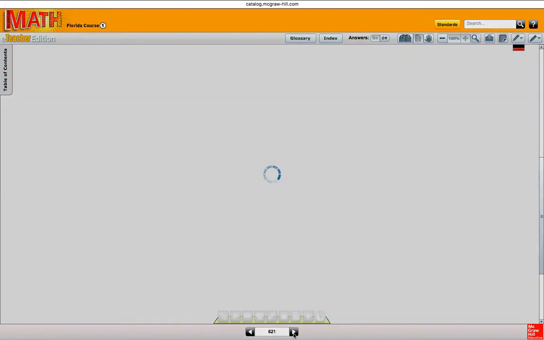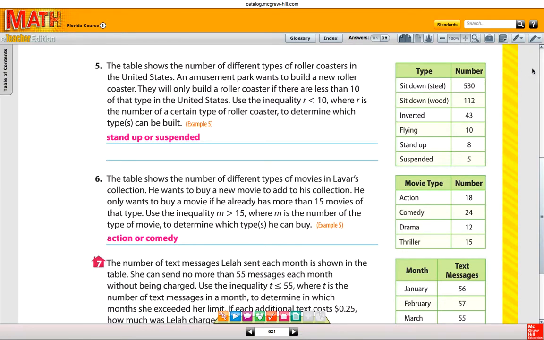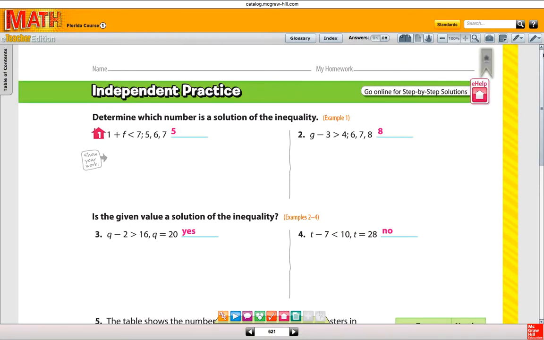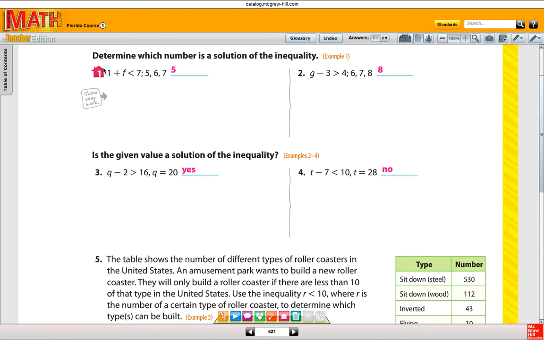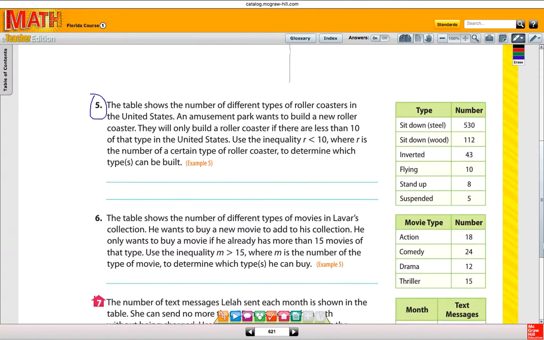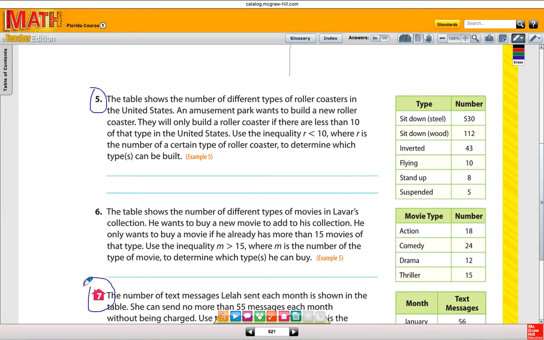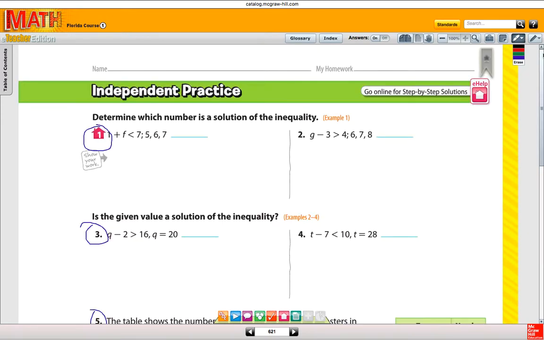The last thing we're going to do together is work out page 621. We're going to do the odd numbers. So I want you to circle number 1, number 3, number 5, and also number 7. So go ahead and take a look at the directions for each set. You may use the examples we just went through in your book to help you.